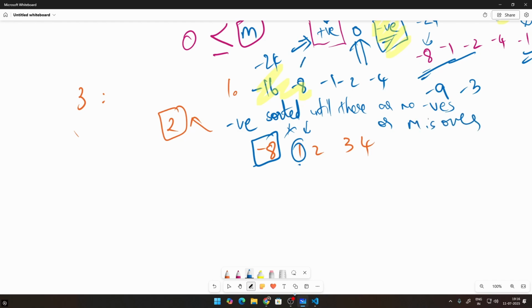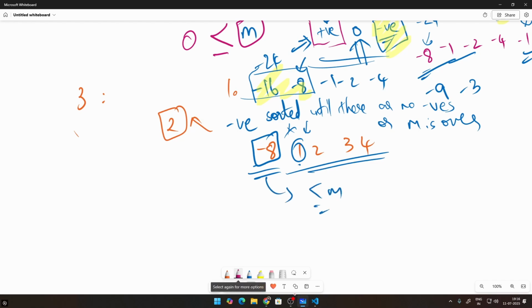So here, I can only carry at most 2, therefore I'll ignore these. Here I only have 1 negative, so I'm going to be ignoring the rest. And this 1 negative is less than m. Therefore, that is this case. But hello, you say there are 3 cases.